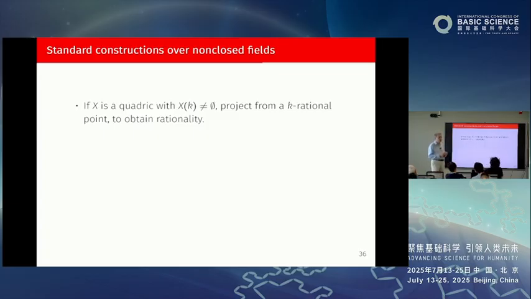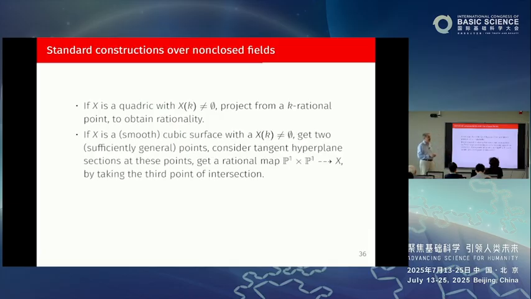So let's go to non-closed fields, and let's just look at quadric hypersurfaces, surfaces, threefolds, and so on. You need a rational point, and if you have a rational point, you project. So that's the thing. And nobody ever thinks about birational maps from a quadric to projective space. That's not like this. Well, maybe in Fano threefolds, people have thought, there are some maps, but in higher dimensions, not really.